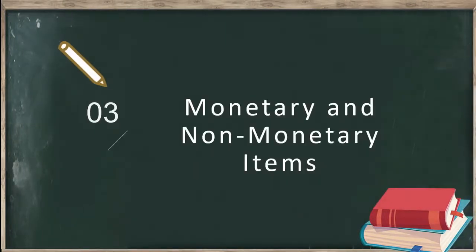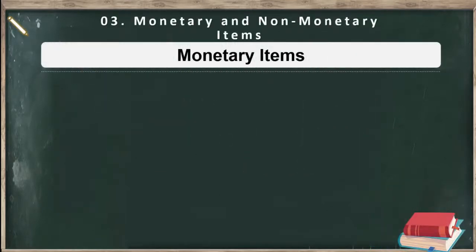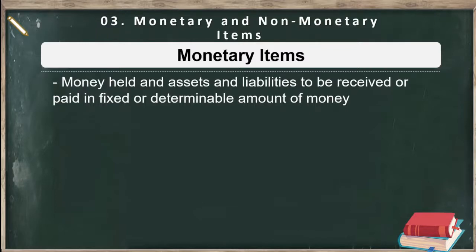Then it was mentioned earlier that one of the indicators of hyperinflation is when people prefer to keep their wealth in non-monetary assets. So let's identify which are the monetary and non-monetary assets and liabilities. First, we have the monetary items. These are money held, and assets and liabilities to be received or paid in a fixed or determinable amount of money.